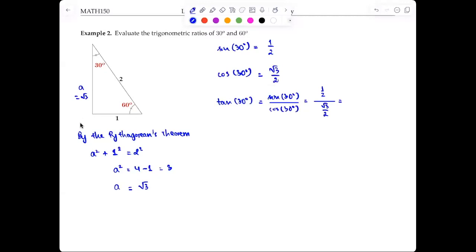All right. So you divide fractions and you multiply by the reciprocal of them. So that could be 1/2 times 2 over root 3. And the 2 cancel out, and you're left with 1 over root 3. So again, you want to radicalize the result. So multiply and divide by square root of 3. This gives me root 3 over 3.